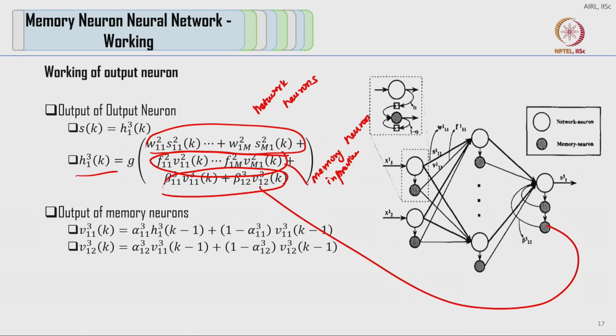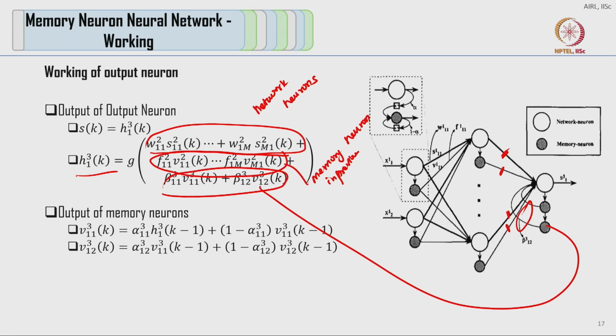That is why we have written V11 of 3. Sum of all the inputs. So, basically this and this input plus this, and again we are computing these weights also. So, it receives inputs from network neurons in layer 2, memory neurons in layer 2, as well as memory neurons in layer 3. That is why all the 3 terms come into the picture, and that becomes an activation potential. We take activation function G, and that is my output.